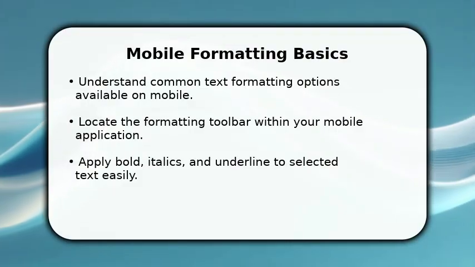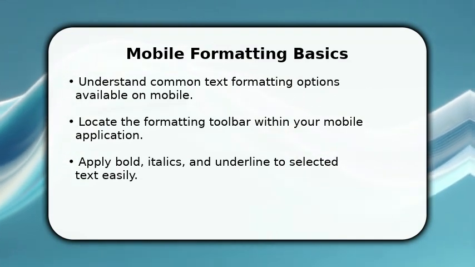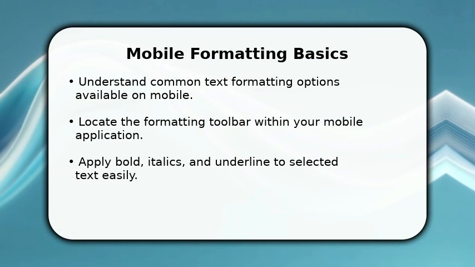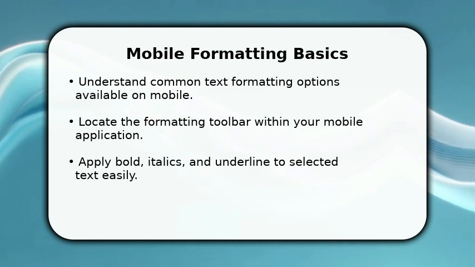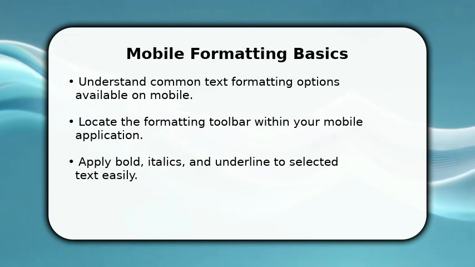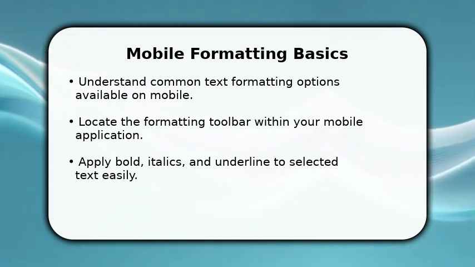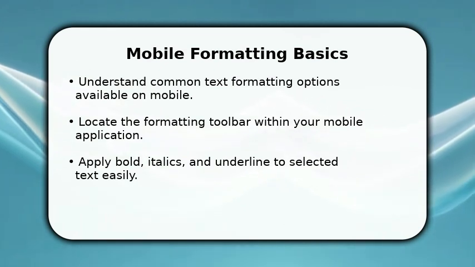In this video, I will explain how to make format in mobile. First, open your desired application, like a word processor or notes app, on your mobile device. Look for the small A icon or a paintbrush symbol, which usually indicates formatting tools. Select the text you wish to modify, then tap the bold, italic, or underline options to instantly change its appearance.